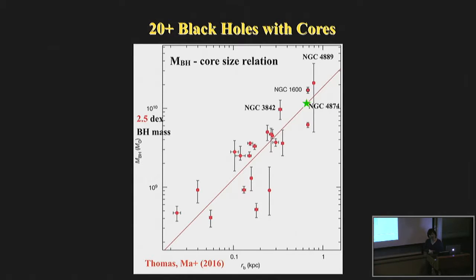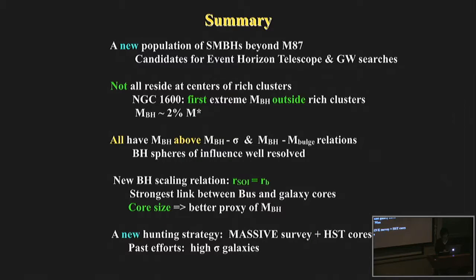Another way to put it is, if I can measure the core radius based on photometry, HST photometry, it opens up a channel for predicting black hole masses. And of course, we can follow up with spectroscopic dynamical measurements to confirm. So I would like to add a lot more points to this plot, and our search strategy right now is to not look at sigma, but to look at core radius.